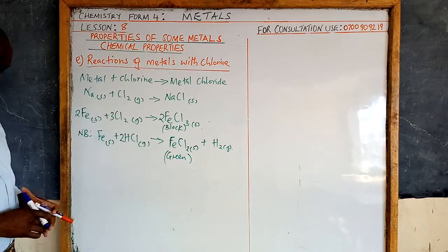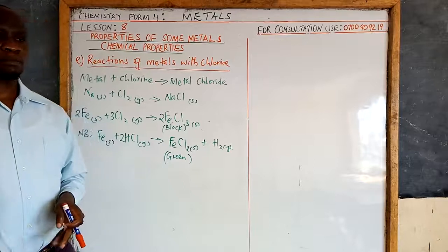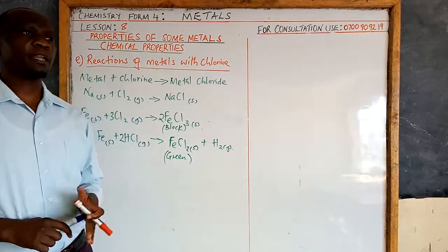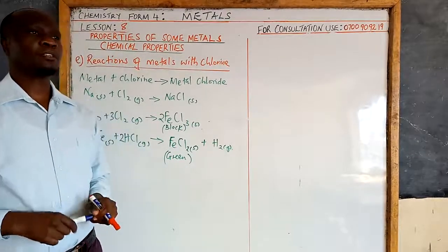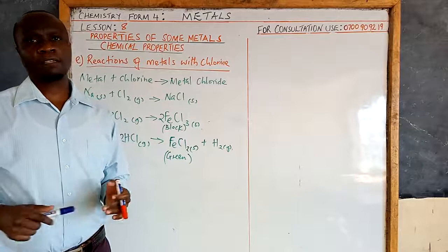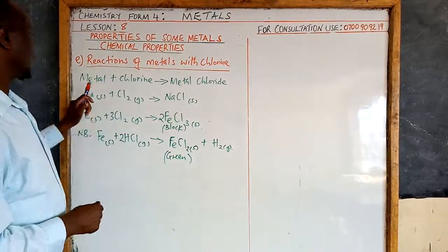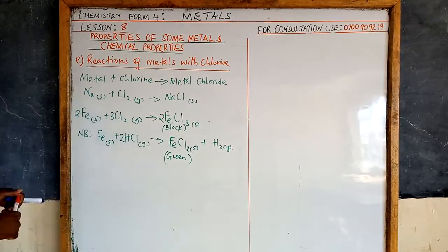Then we will wind up by looking at the uses of metals as well as the pollution effect of extraction of metals on the environment and the measures that can be taken or should be taken to control the pollution effect of extraction of metals. So without wasting much time, reaction of metal with chlorine.